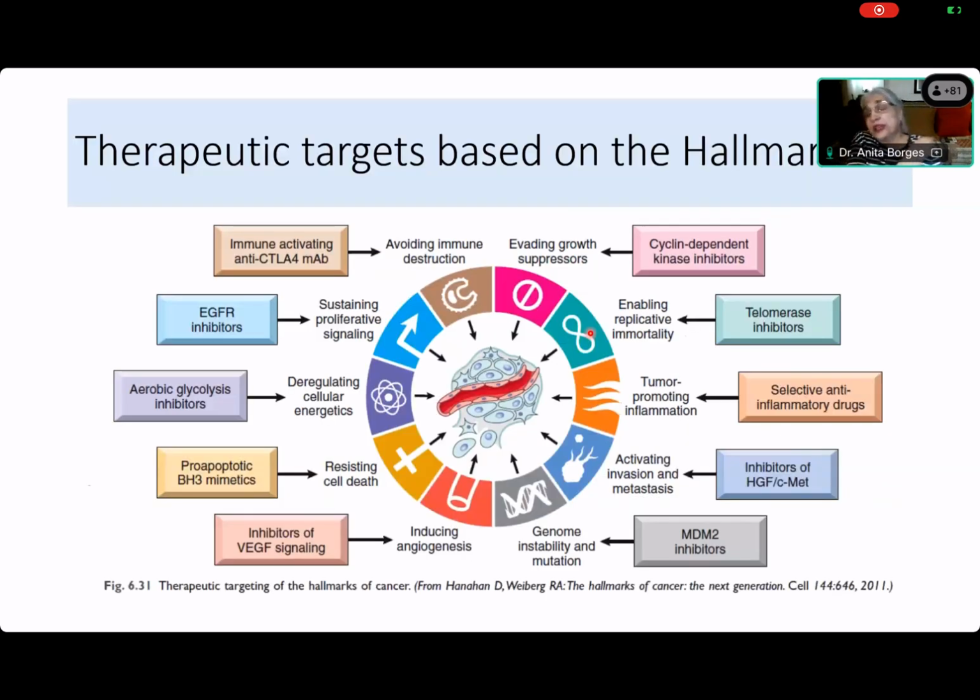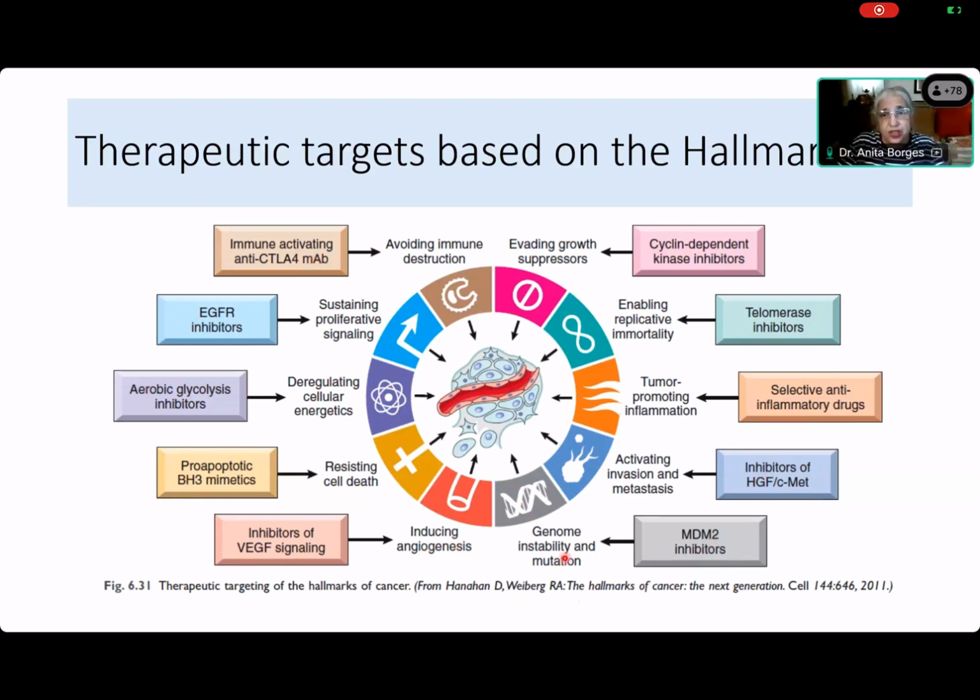And this somatic mutation theory and all the hallmarks which are shown here, we use this in therapeutics. We use cyclin-dependent kinase inhibitors, telomerase inhibitors, selective anti-inflammatory drugs because one of the hallmarks is tumor-promoting inflammation. You have inhibitors of invasion and metastasis. We actually have drugs against it. You have MDM2 inhibitors against genomic instability, anti-angiogenic factors, pro-apoptotic factors, aerobic glycolysis inhibitors, EGFR inhibitors, you know that, and immune stimulation. You're using checkpoint inhibitors. And so these are the hallmarks.